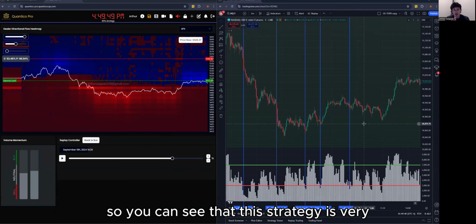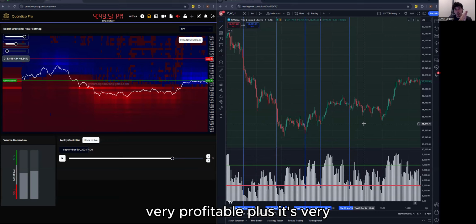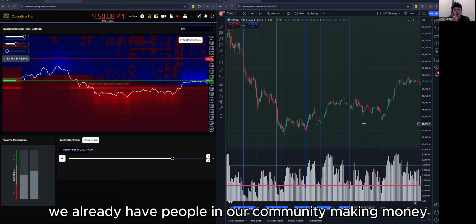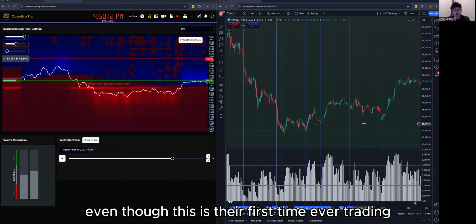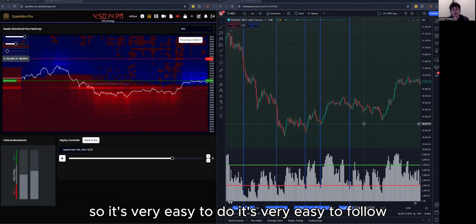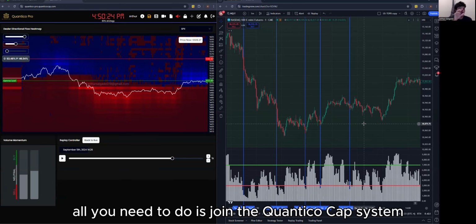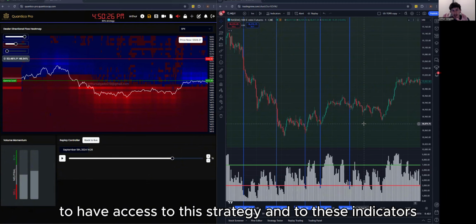So you can see that this strategy is very, very profitable. Plus, it's very, very easy to do. It's an 80% profitable strategy. And all it does is use two indicators on the QuanticoCap platform. We already have people in our community making money, even though this is their first time ever trading. So it's very easy to do. It's very easy to follow. And again, super, super profitable. All you need to do is join the QuanticoCap system to have access to this strategy and to these indicators.